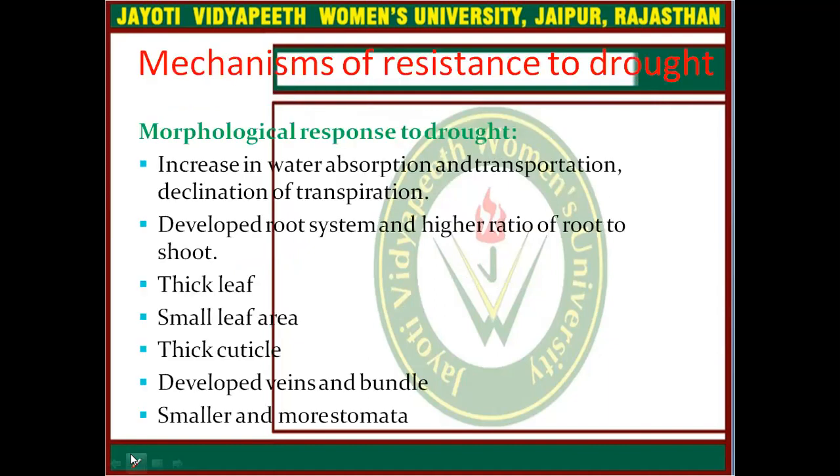Now we come to the mechanism of resistance to drought. There are morphological responses to drought: increase in water absorption and transportation, decline in transpiration, developed root system and high ratio of root to shoot, thick leaf, small leaf area, thick cuticle, developed veins and bundles, and smaller and more stomata.